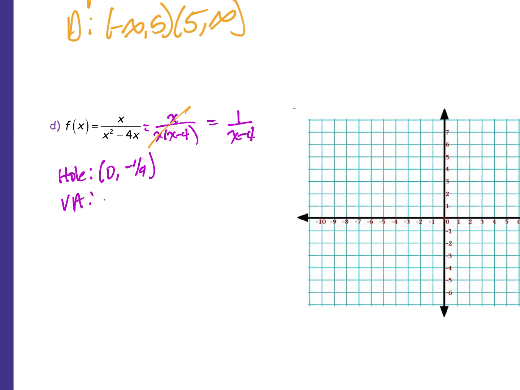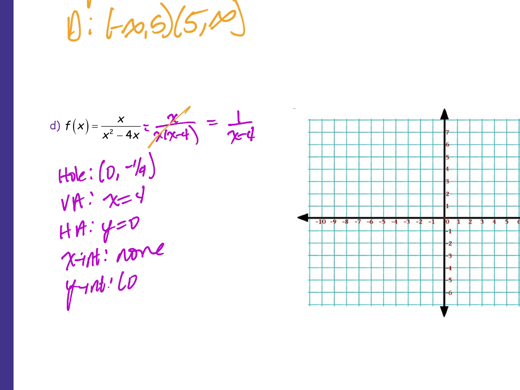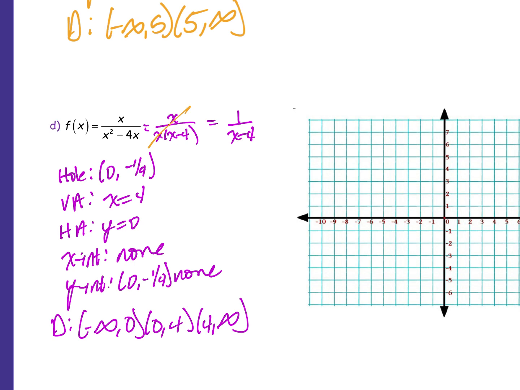Vertical asymptote, x equals 4. Horizontal asymptote, y equals 0. X-intercept, none. Y-intercept, 0, -1/4. So basically I don't have a y-intercept either. My domain is going to be from -infinity to 0, and then 0 to 4, and 4 to infinity. Oh, I messed that one up too.